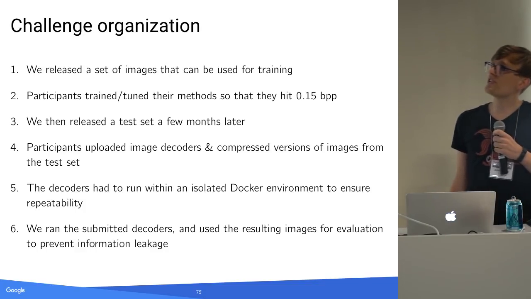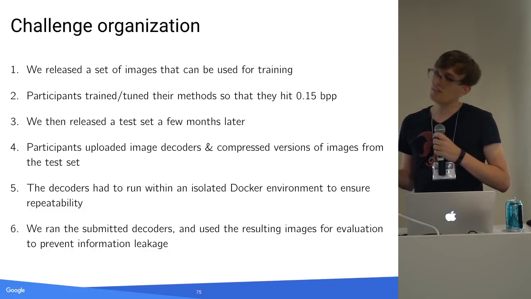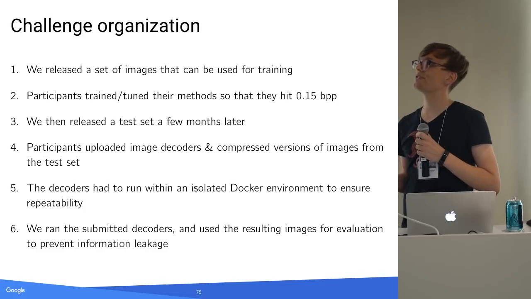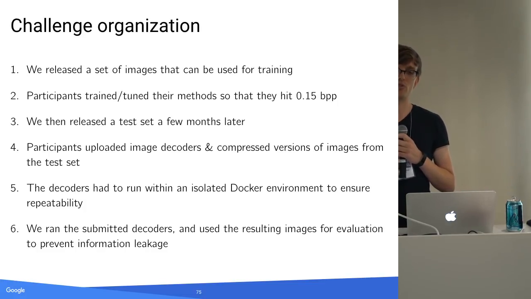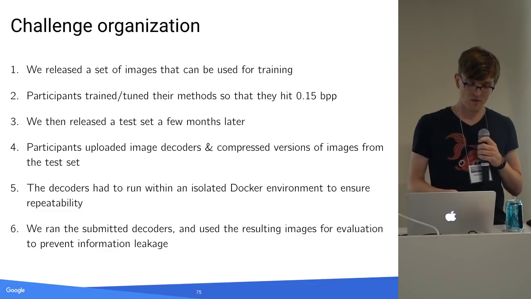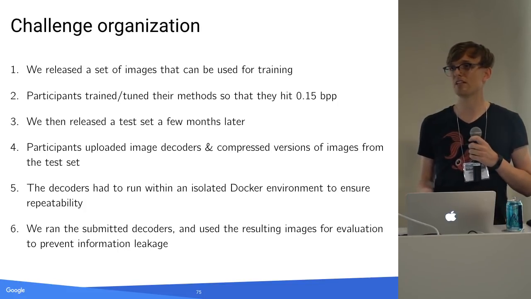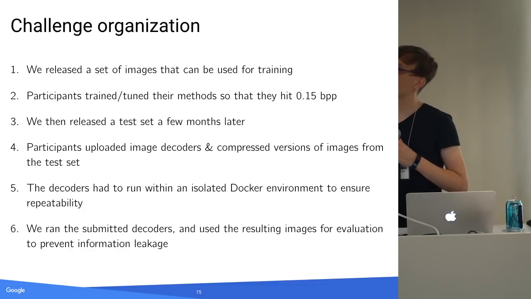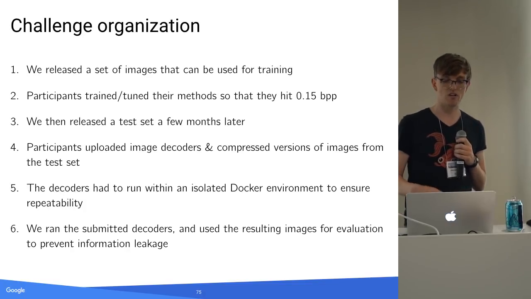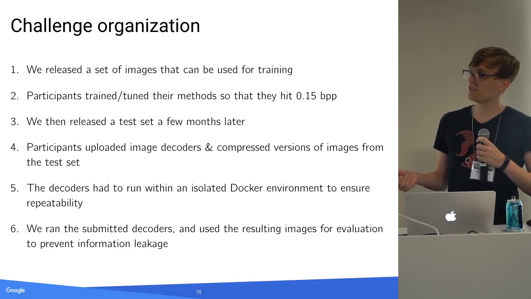So how did the challenge proceed? Basically, we released a set of images that can be used for training. Then the participants had a couple of months to train their models, to tune their methods so that they hit 0.15 BPP, which was the target bitrate for this challenge. And then after a few months, we released a test set. We did not ask participants to send us their reconstructions because that would have allowed them to cheat. So what we asked them to do was to send us the image decoders and the compressed versions of their images. And then we ran the decoders on isolated environments so that there was no way of cheating. And then we used the decoded images for evaluation.